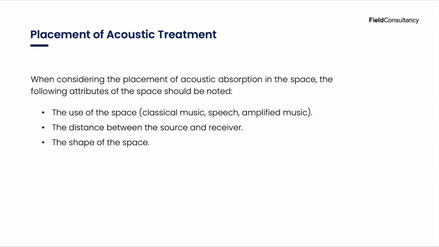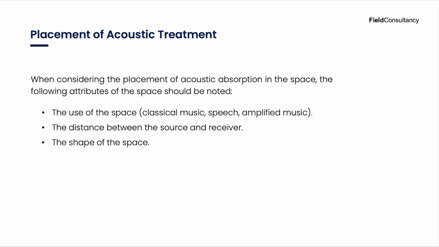When considering the placement of the acoustic absorption in the space or absorptive surfaces, we have to think about the following attributes of the space. What the space is being used for. For example, classical music, speech, and amplified music. For classical music, which is natural instruments being played in a space, we want to use the reverberance of the space to enhance that music.